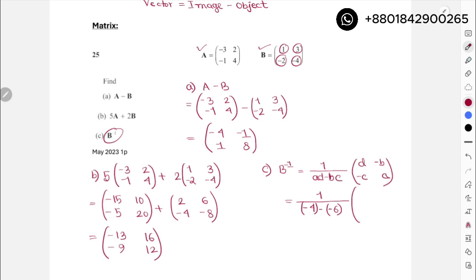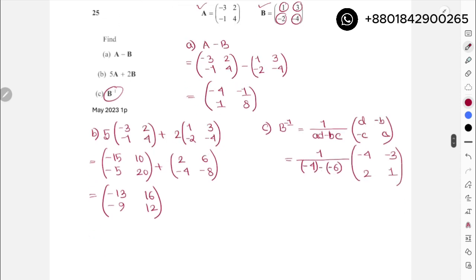And inside that part, A and D will change their positions. So you have minus 4 here and 1 here. And B and C are just negated. So 3 is going to be minus 3 and 2 is going to be plus 2. After this, in this situation, how much do you have? Minus 4 plus 6 is just 2, so half. So half multiplied with this matrix now.